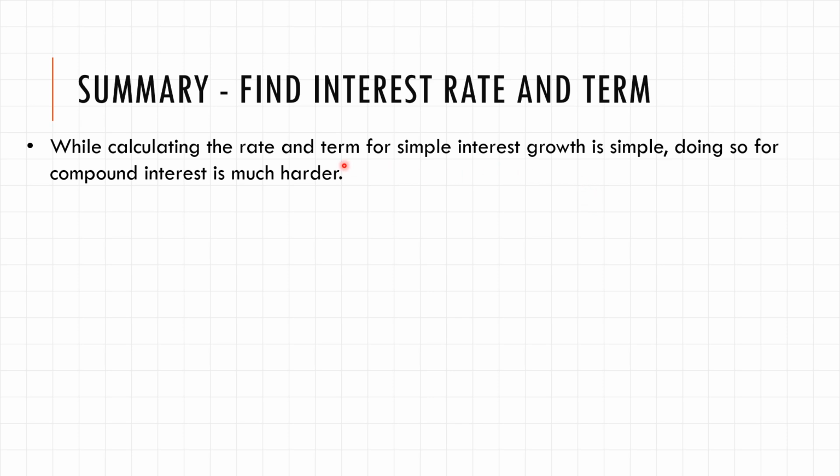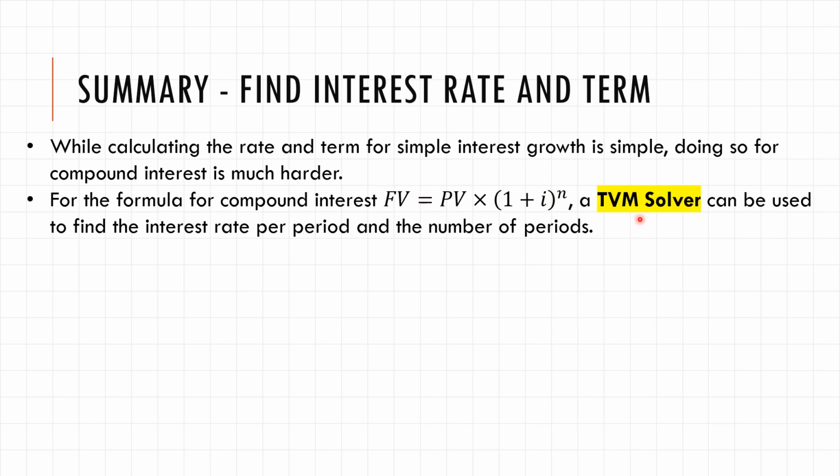So if we were in a situation where we were calculating the rate and the term for simple interest, an equation is really useful and very quick to actually isolate those. But if you're trying to do so for a situation that involves compound interest, it's much, much harder. For this formula, a TVM solver is a type of calculator that you can use to find those two values, the interest rate per period and the number of periods.